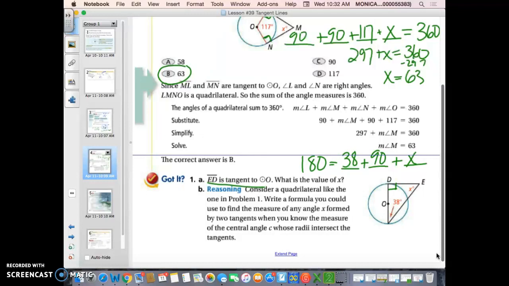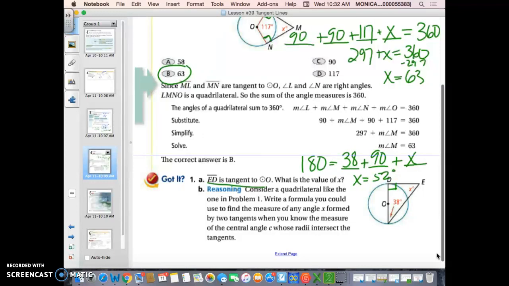When I type it in, I get 52. So that means that X equals 52 degrees. All right. Those are a couple example problems. You should be able to do numbers 5 through 12 at this time.